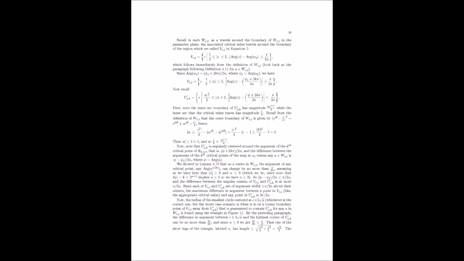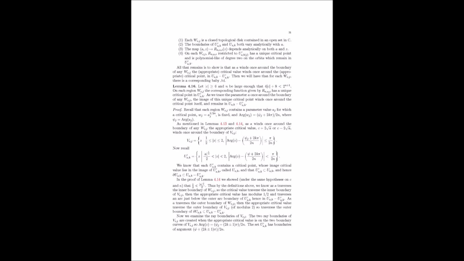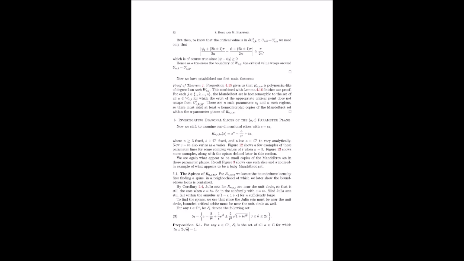That's a great point. Just because the critical values are on the unit circle doesn't guarantee that. Right. But fear not, the paper addresses this through Theorem 2. Which provides the rigorous proof we need. It states that for sufficiently large n, the boundedness locus, m sub n, of r sub n, a, t, lies within an epsilon neighborhood of the spine s sub t.